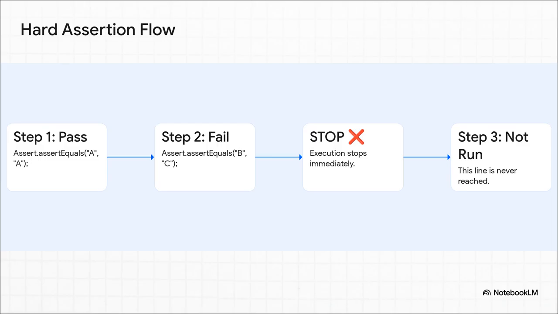So your standard assertion, people often call it a hard assertion, works on a fail-fast principle. In this example, step 1 passes, no problem. But step 2 fails because B is not equal to C. The moment that happens, execution stops. That's it. The test is marked as failed, and step 4 never even runs.